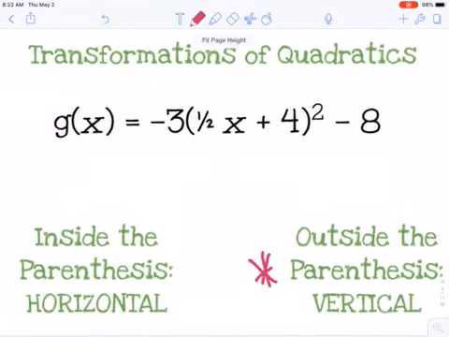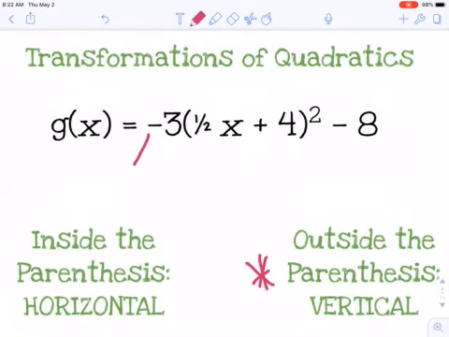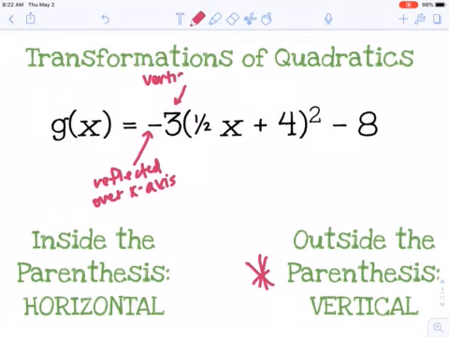So looking at this equation, the negative at the very beginning means that it has been reflected over the x-axis. It's concave down, okay? This 3, it's on the outside of the parentheses, so that means that something vertical has happened. So this is a vertical stretch by a scale factor of 3, okay? And I remember that it's a stretch because if this is a 3, that means it's narrower, and that means that vertically I've stretched it to make it narrower.